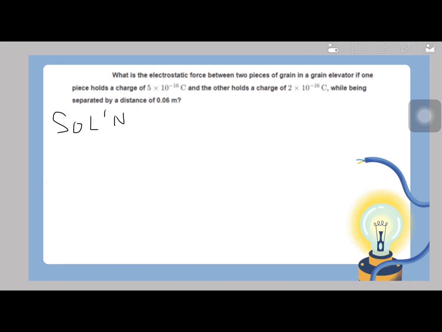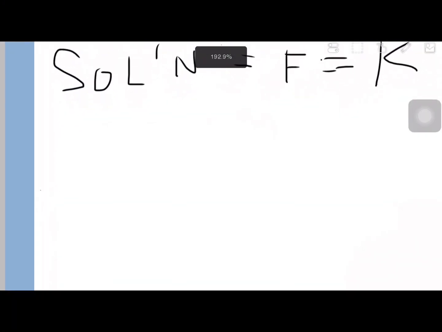So for our own solution, first, let us go back to the very formula. So F is equals to K Q1 Q2 all over R squared. Let me just zoom this in so we can have a lot more space to work with. Then we will need to substitute.